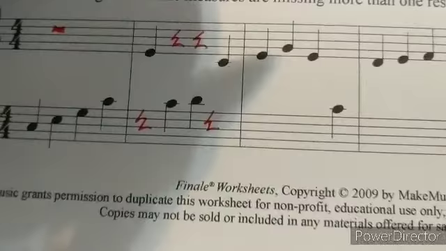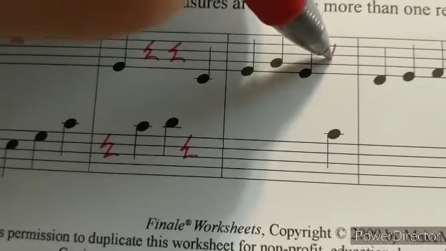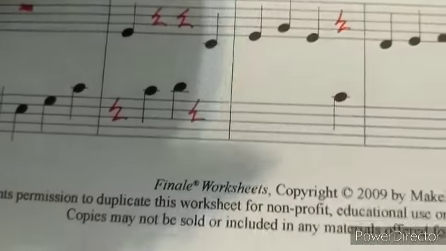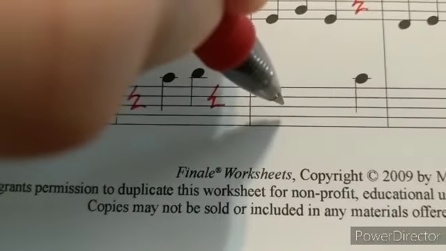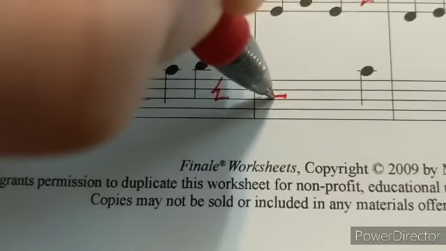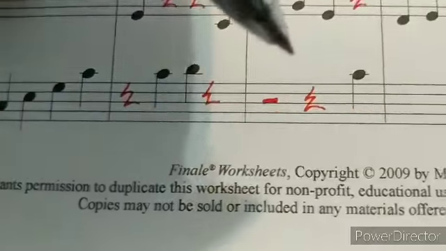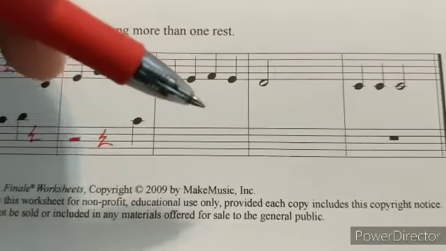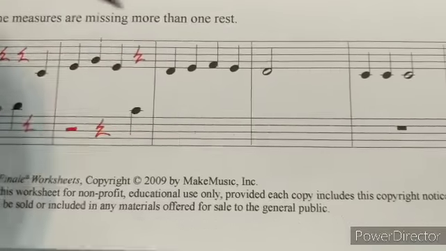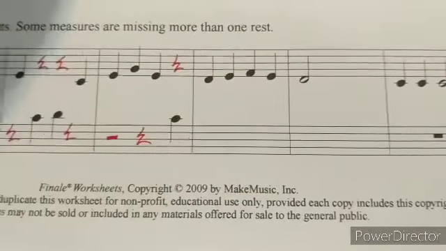In this measure right here, we have 1, 2, 3, we're missing our 4th, so we'll put that right there. This one's a little trickier because we're missing 3 beats, so we'll put a half rest for 2 beats, and a quarter rest for 3 beats. And I'll let you guys figure out the rest of those measures as they go along. I will give you a hint that this measure and this measure will be marked the same.